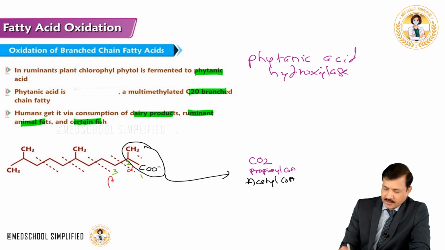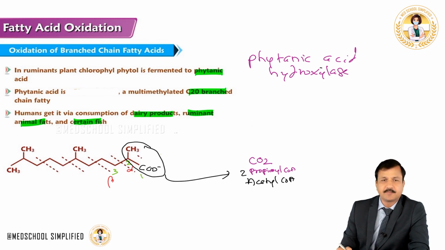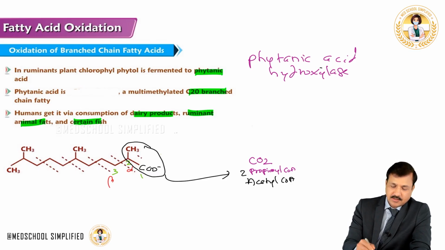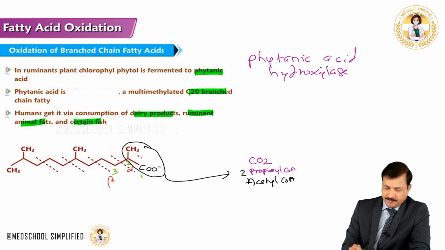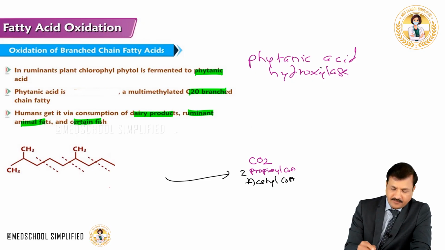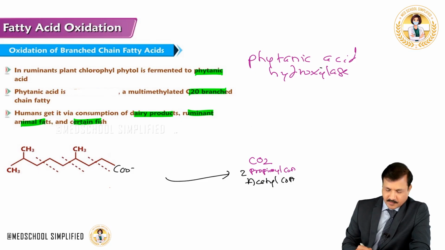So I am going to add one more propionyl-CoA to the list. Now we have 2 propionyl-CoA there. Since we have released a propionyl-CoA, I am going to take this out now from the figure. So this is removed, and I am going to rewrite the figure. So now we have COO minus.